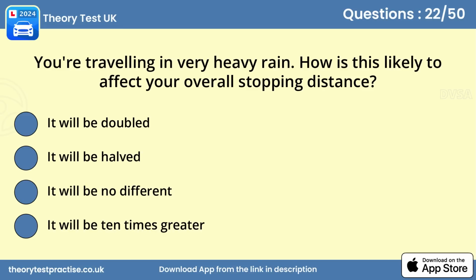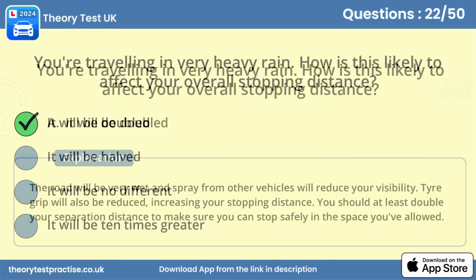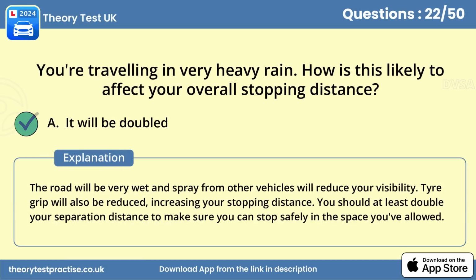Question 22. You're traveling in very heavy rain. How is this likely to affect your overall stopping distance? A. It will be doubled. The road will be very wet and spray from other vehicles will reduce your visibility. Tire grip will also be reduced, increasing your stopping distance. You should at least double your separation distance to make sure you can stop safely in the space you've allowed.